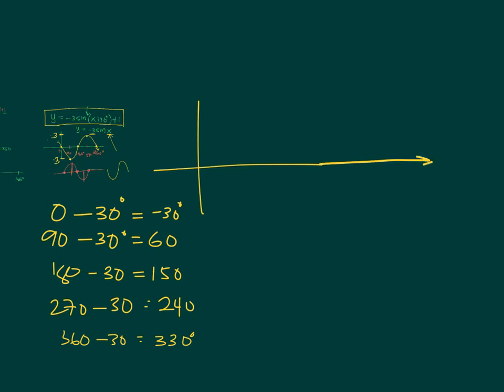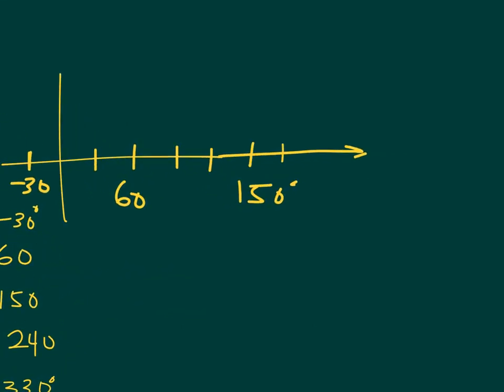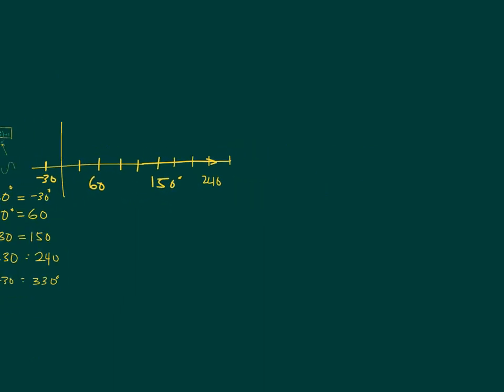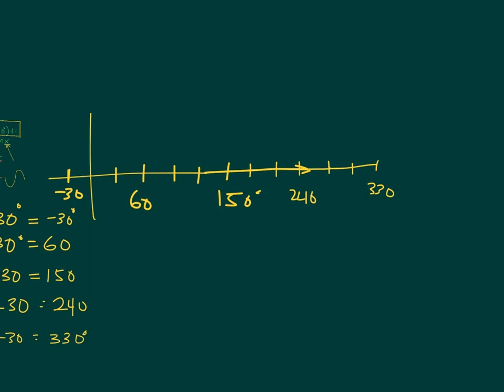Assuming this is the length 30, that's negative 30, and you can count by 30s: 30, 60, 90, 120, 150, 180, and then 210, 240, 270, 300, 330. So these are the values that you need.